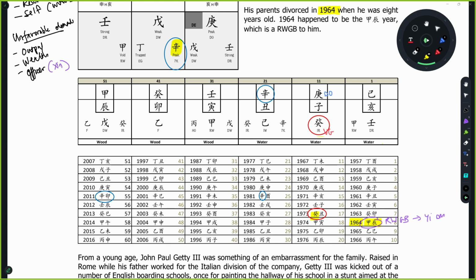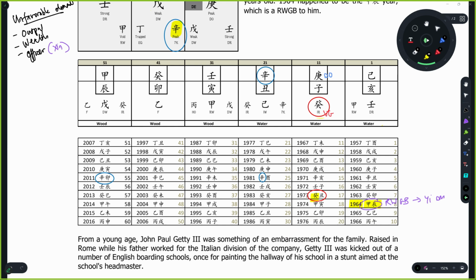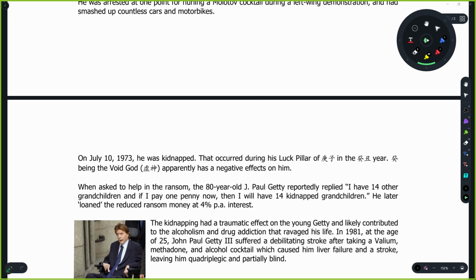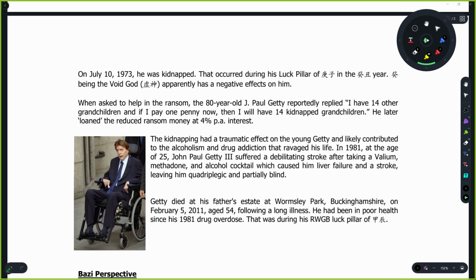And shockingly to the world, the grandfather refused to pay the ransom. Refused. The grandfather was well known to be quite a miser. So at that time, the 80-year-old grandfather says, "Look, I got 14 grandchildren. If I pay now, I will immediately have 14 kidnapped grandchildren. So no."